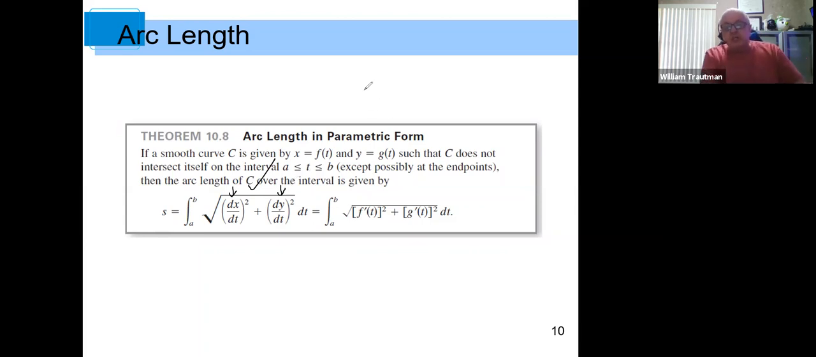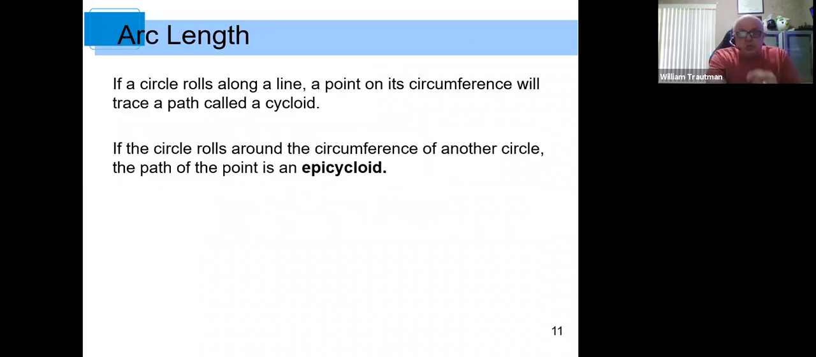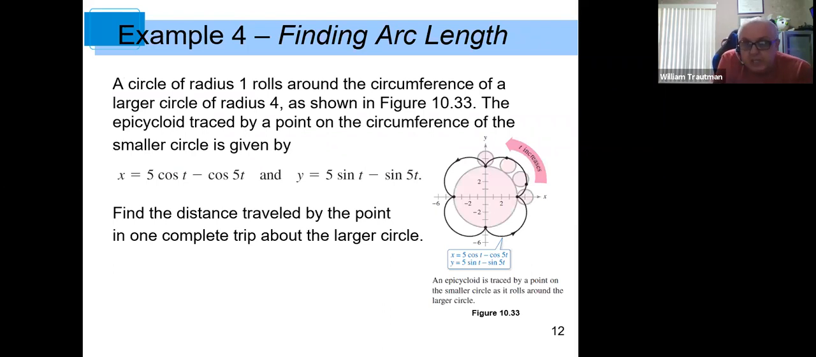And so let's check out what the arc length would be. Now, if a circle rolls along a line, so there's a little story here, a point on its circumference will trace a path called a cycloid. If the circle rolls upon the circumference of another circle, the path of the point is called an epicycloid. And what they're saying is we want to find the arc length of the epicycloid. You see there's a circle, you put a dot there, and as you're rolling it, this dot keeps on rolling around and forms this beautiful flower.